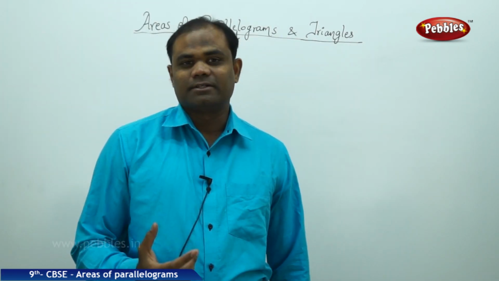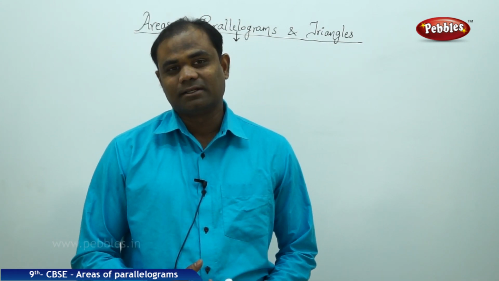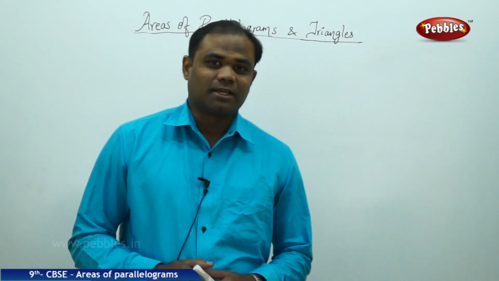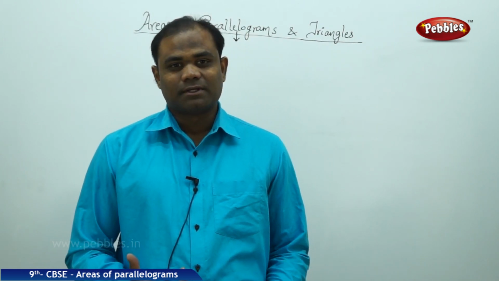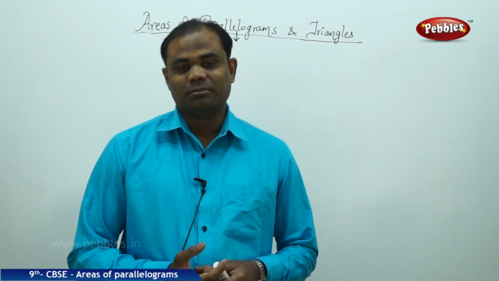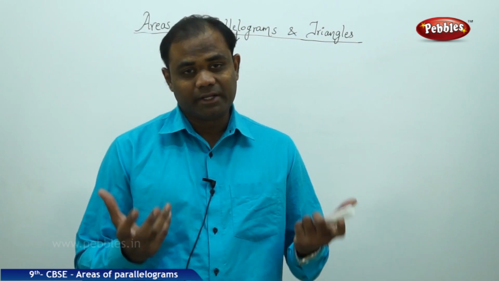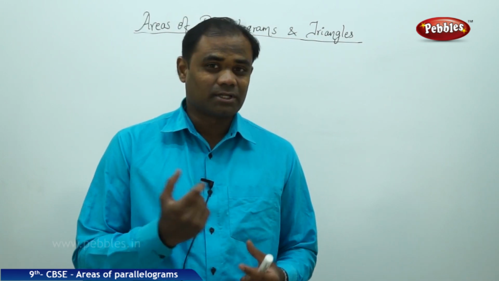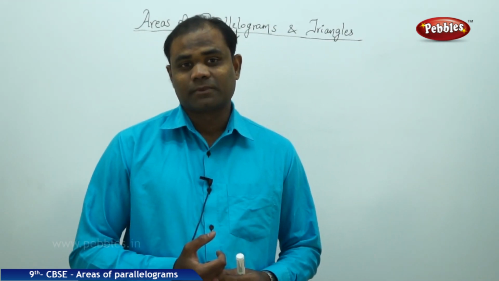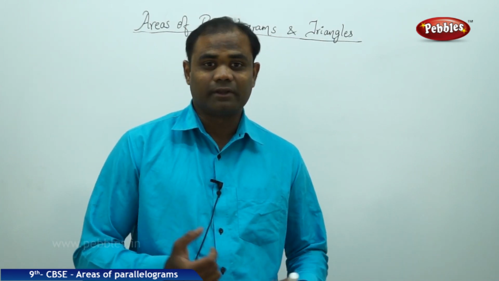Now that we have connected areas with congruency, let's look at the converse in a similar manner. So what does the converse say? The converse is about whether, if two areas are equal, the two figures will be congruent. In the previous session we saw that if two figures are congruent, then their areas must be equal. Now the question comes: if the areas are equal, will the two figures be congruent? Let's investigate.